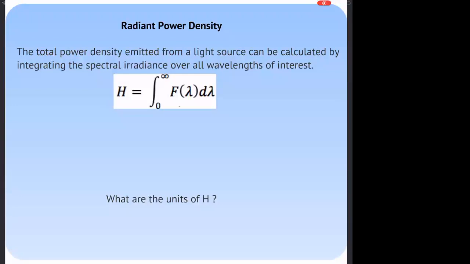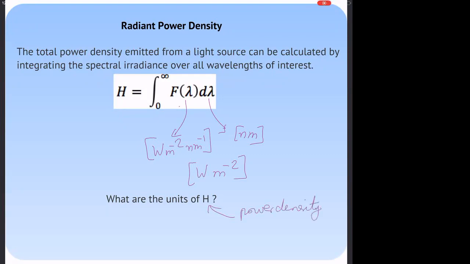So okay, how do we do this sort of a problem? Of course, d lambda is in nanometers, right? And F we just talked about. This is watts per meter squared per nanometer. And you do the integration, what you end up with is watts per meter squared. So you're absolutely correct. What is H? This is simply power density. Okay, hopefully everyone's okay with this.